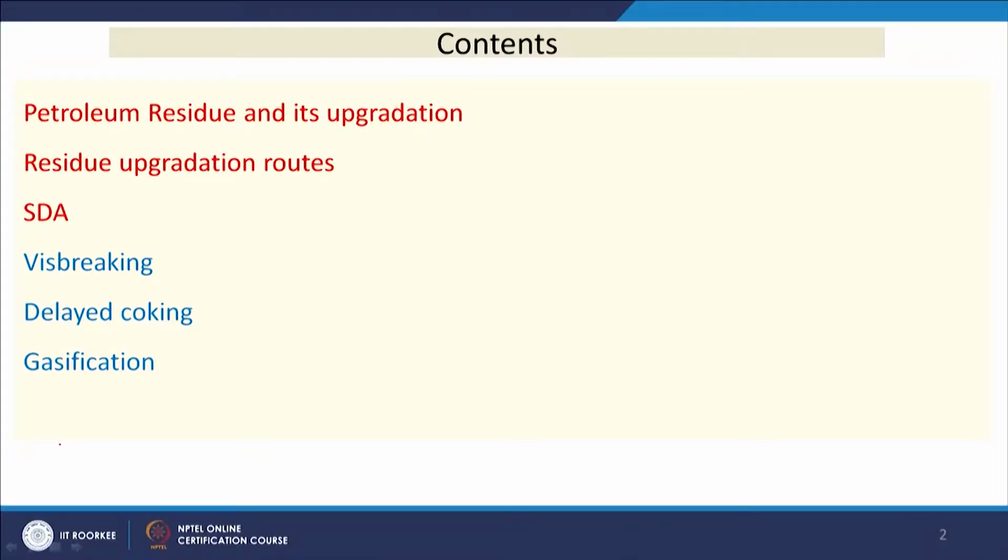Hi friends, now we will start discussion on the topic residue upgradation. This is part 2 of residue upgradation. In part 1 we discussed how the vacuum residue can be upgraded to liquid fuels and how to make the products cleaner, and basically we discussed the solvent deasphalting process. In this class we will discuss Visbreaking, delayed coking and gasification.